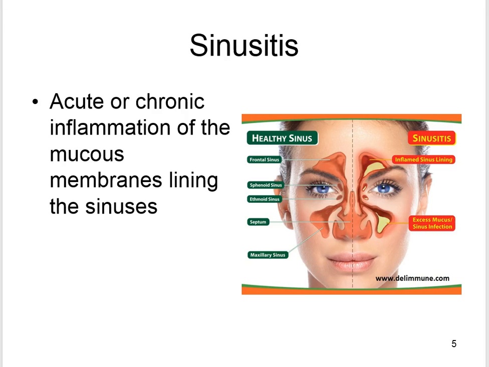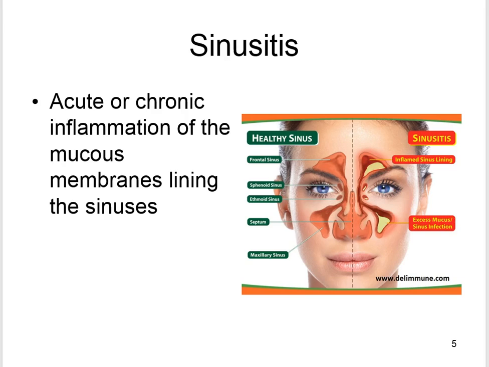Sinusitis. The sinus cavities are air-filled sacs on either side of the nasal cavity. They are lined with mucus. Three functions of sinuses: they moisten the air we breathe, they lighten the bones of the skull, and they also serve as sound resonance chambers for speech.